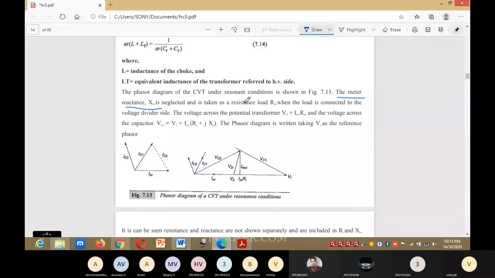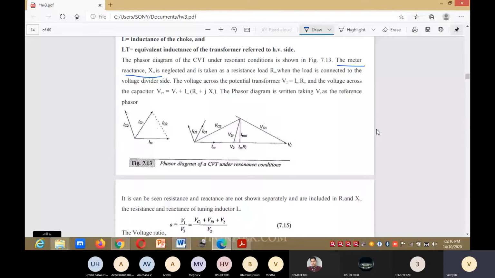The voltage across the potential transformer V2 is equal to Im into Rm. The voltage across the capacitor Vc2 is equal to V2 plus Im (Rc plus jXc). The phasor diagram is drawn taking V1 as the reference phasor.